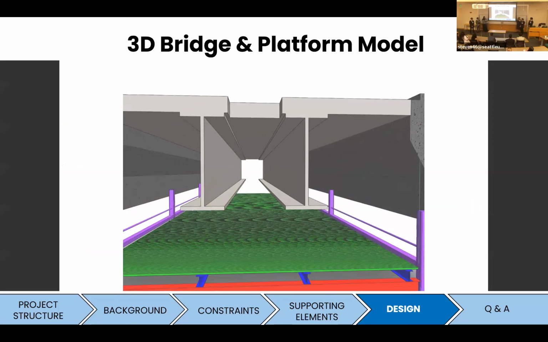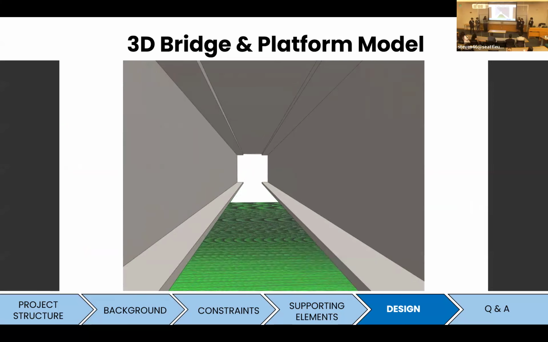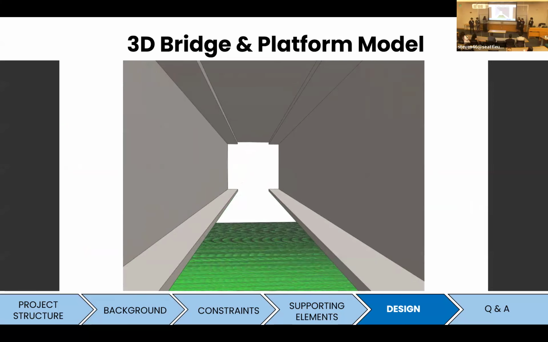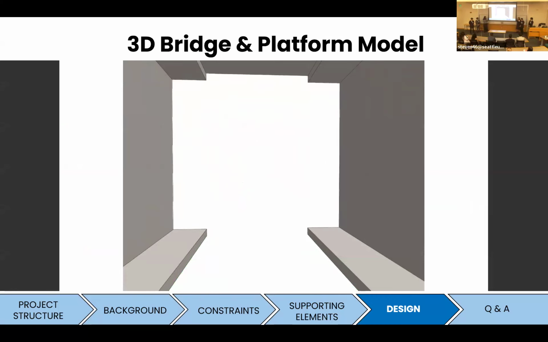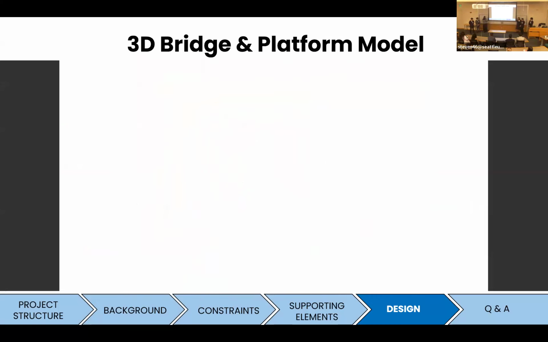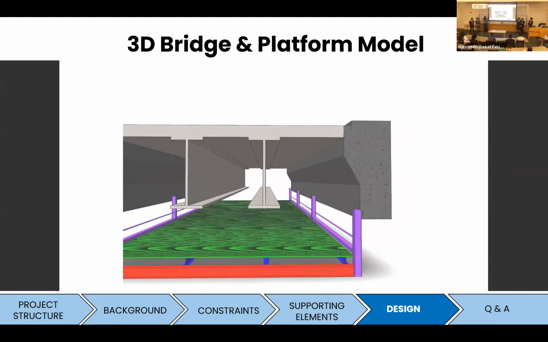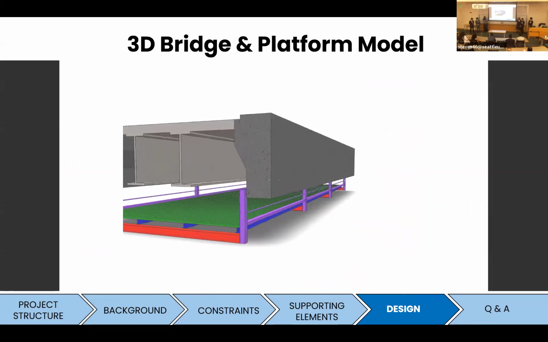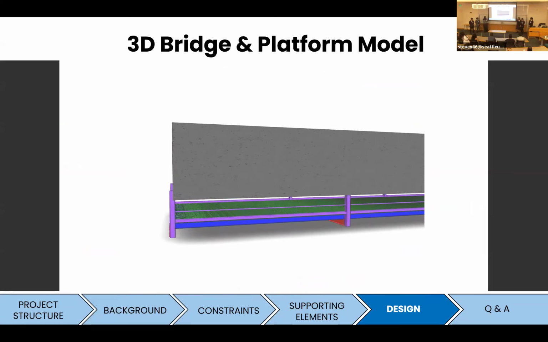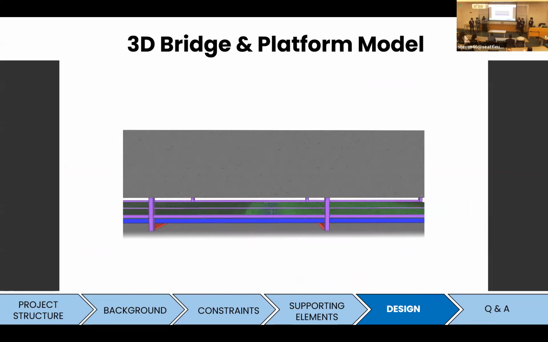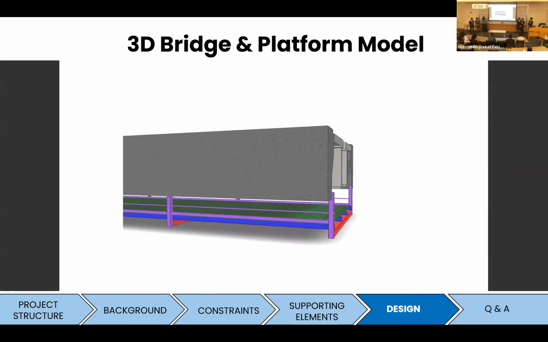And shown here is a 3D model of our proposed platform as well as the existing bridge. In dark gray are the existing reinforced concrete beams. In light gray is the existing bridge. And in green is our grading that we chose. The blue are the beams, the red are the girders, and the purple are the HSS posts that will act as handrails as well as be anchored into the reinforced concrete beams.